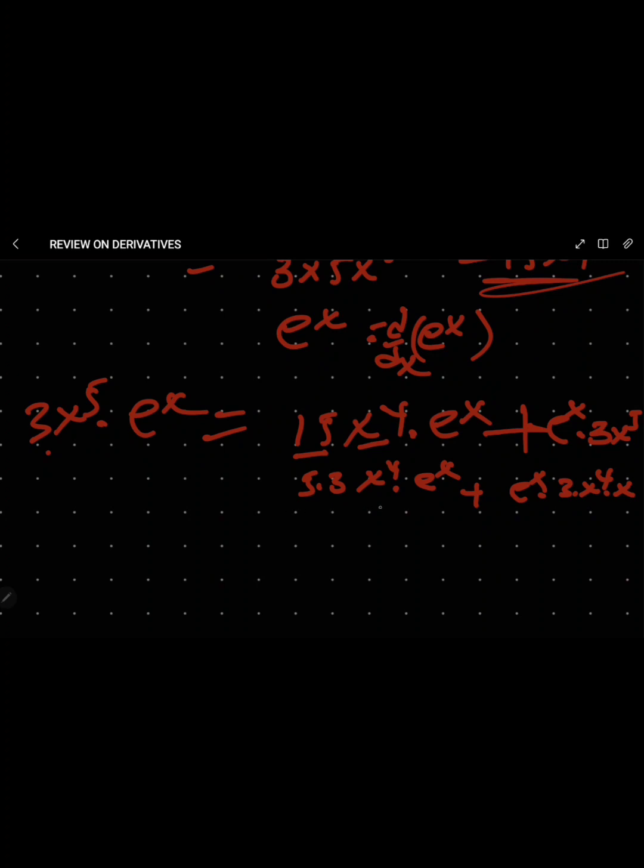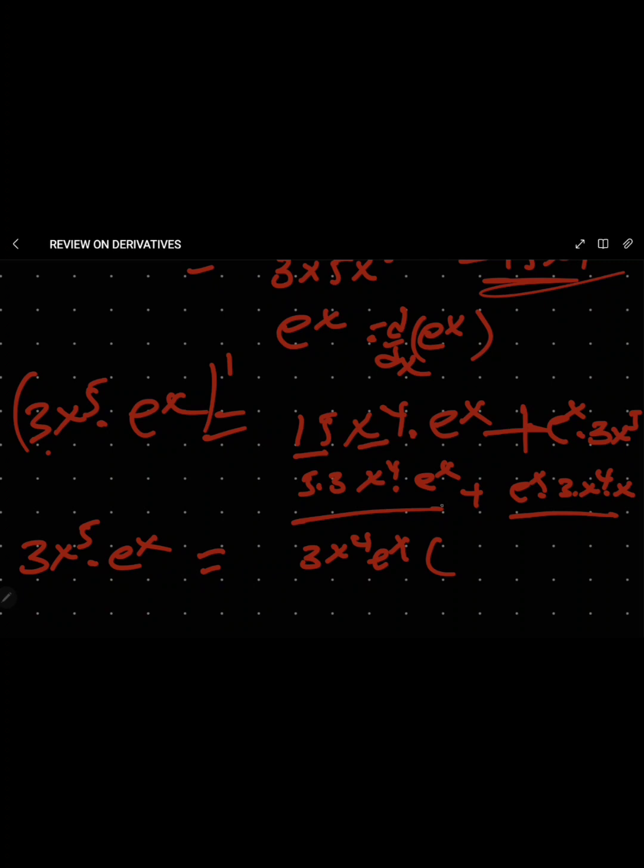When you take the common factor of these two terms, what is the common? So the last expression for the derivative of 3x to the power of 5 times e to the power of x is equal to how much? You take 3 common, x raised to 4 common, e to the power of x common. What are you left with here? 5, then plus x. So what is left is x plus 5.